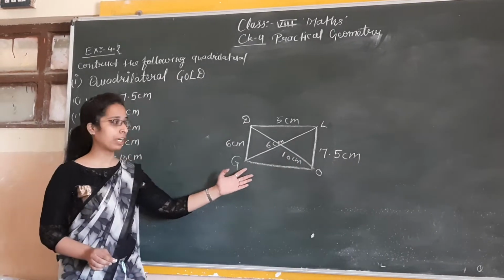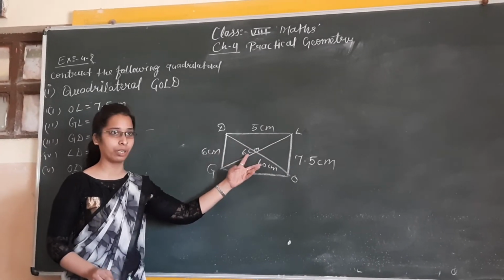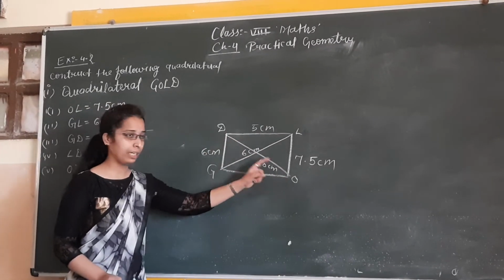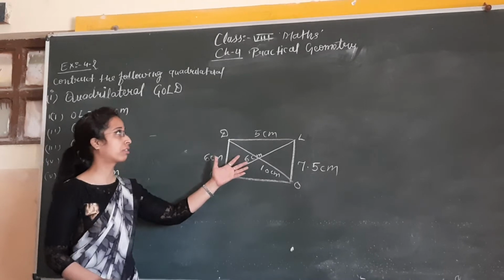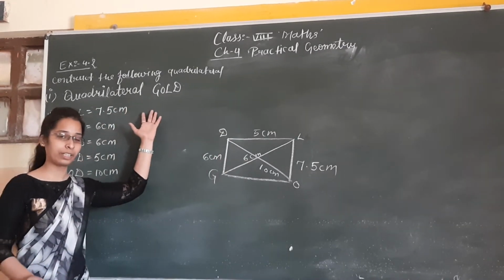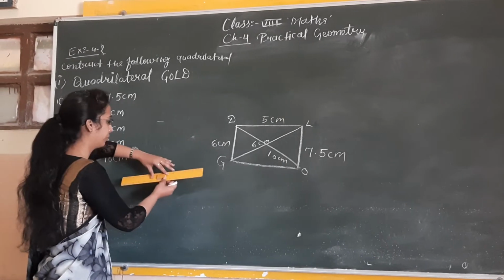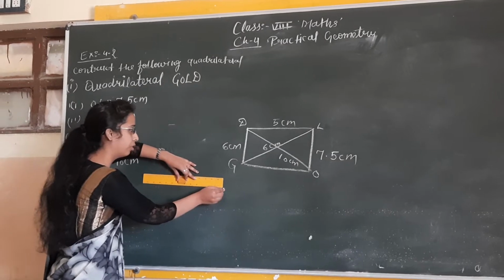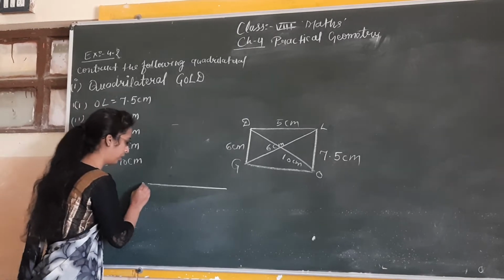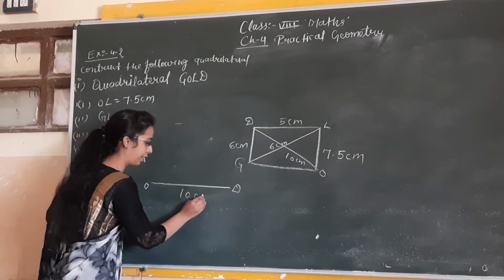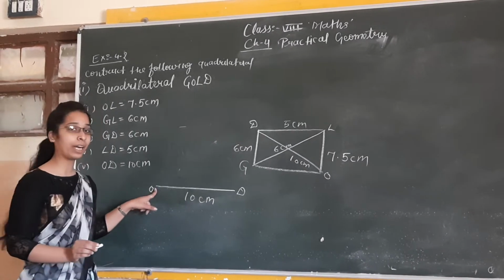Now what can we observe here? Here 3 sides and 2 diagonals are given. Which one is greater? OD, 10 centimeter. So firstly we have to draw this diagonal OD and after this construct the quadrilateral GOLD. Firstly I draw the diagonal line OD, which is 10 centimeter.